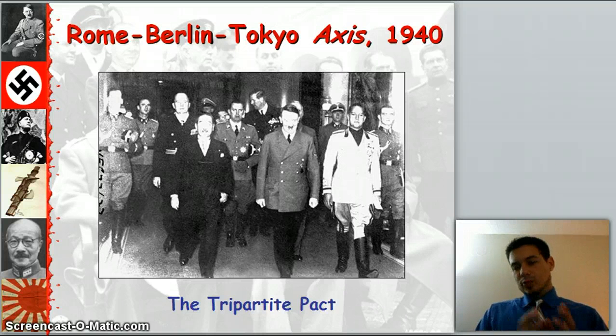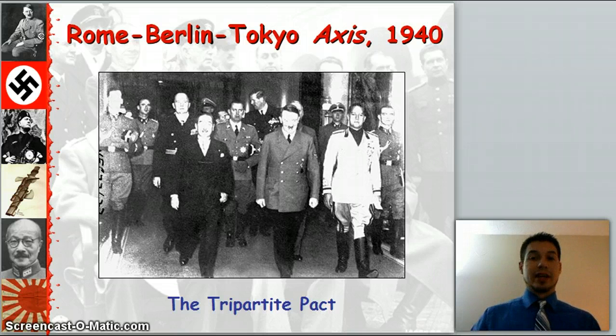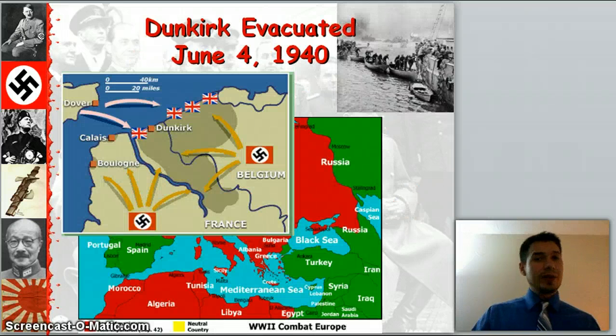And this is when we get the Rome-Berlin-Tokyo Axis, or the Axis altogether. And this is Mussolini of Italy, Hirohito of Japan, and Hitler of Germany. They're all working together. Meanwhile, we have different theaters, as they call it, going on. It's a world war. One is the Dunkirk. Dunkirk gets evacuated June 4th, 1940.